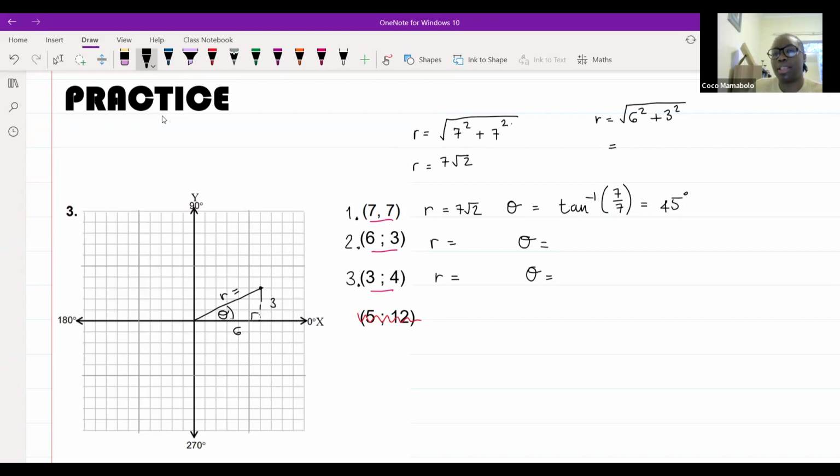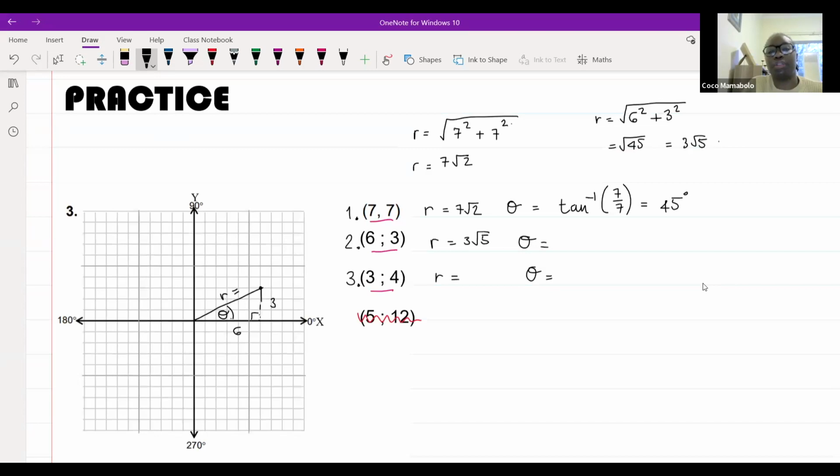Yes, 36 plus 9 would be 45, right? It would be the square root of 45. And I can take a 9 out there, so that becomes 3 root 5. Yeah, 3 root 5, correct. Okay, so the radius of this one is 3 square root 5.